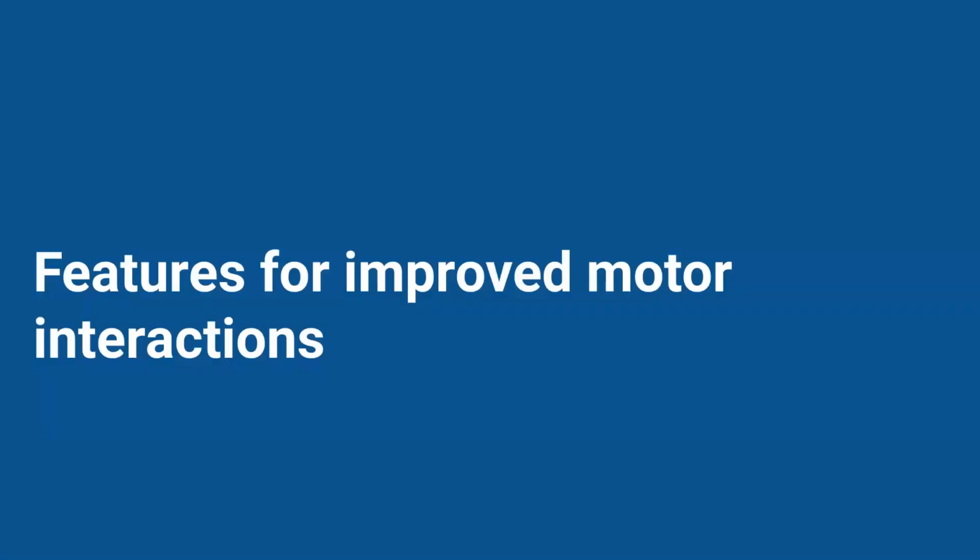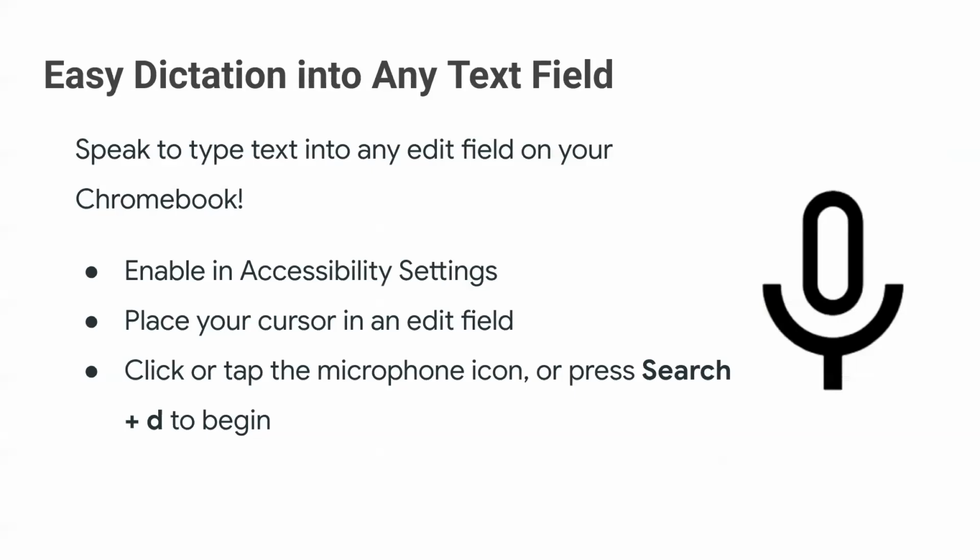Okay, so next, some features for improved motor interaction. We've got dictation into any text field, and this is just a really simple way. Basically, when you turn this feature on, there's a microphone icon that appears in the lower right corner of the screen near where your battery and your system menu live. You can use this anytime you enter your cursor into a text field. You can press that icon or press Search+D if you'd rather use the keyboard, and use your voice to input text.